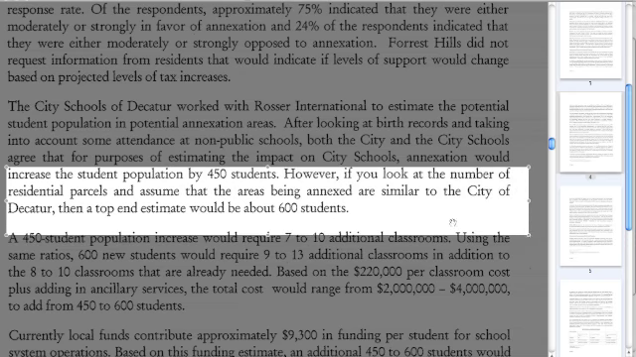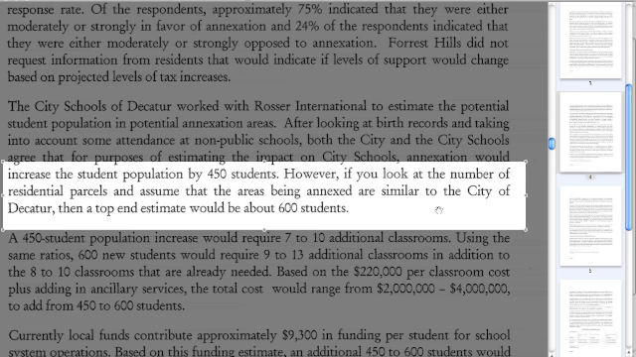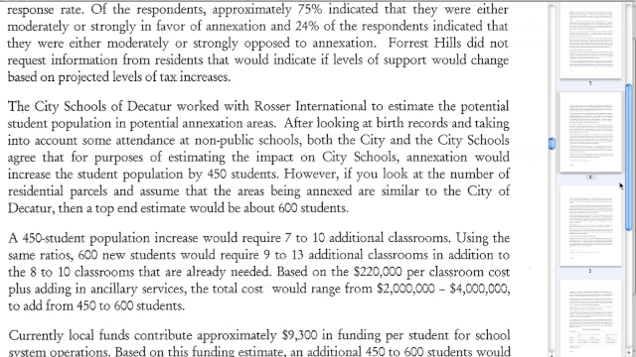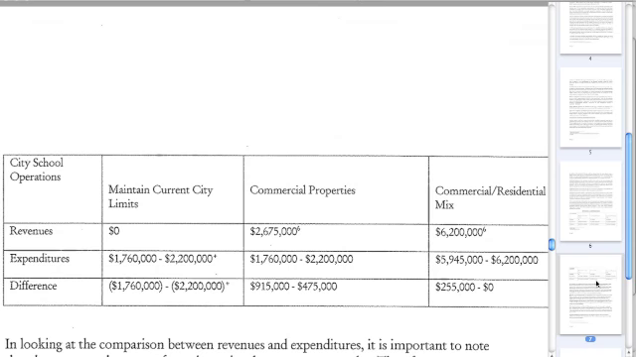I'm reading here: if you look at the number of residential parcels and assume the areas being annexed are similar to the city of Decatur, then a top-end estimate would be about 600 students. Okay, so the basic idea here is clear. What if the annexed areas are similar in their student population to the city of Decatur? And the report states that they want conservative estimates, so it makes sense that they would want to anticipate the high end here.